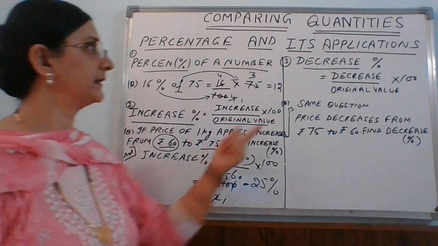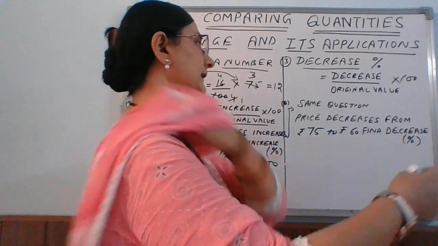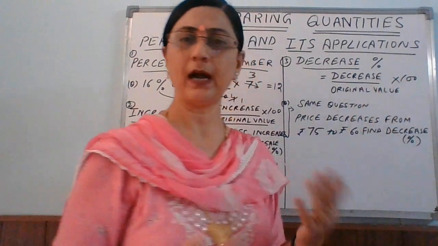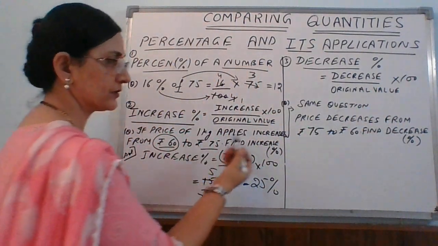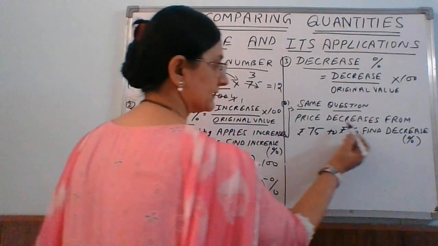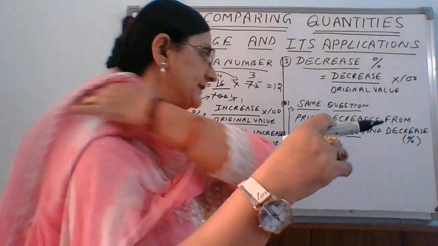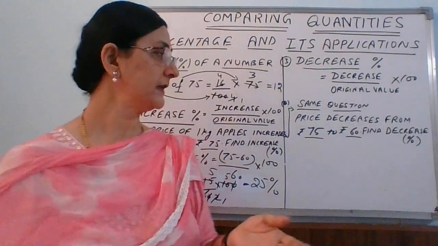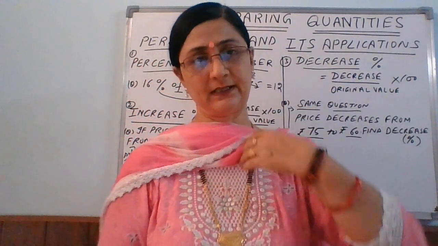Similarly, we have a decrease percentage. Same: decrease percentage is equal to decrease upon original value into 100, right? I have taken the same question. Suppose the price of apples decreases, from 75 to 60, right? Earlier it was 75, then it decreased to 60. Now I want to find out the decrease percentage.